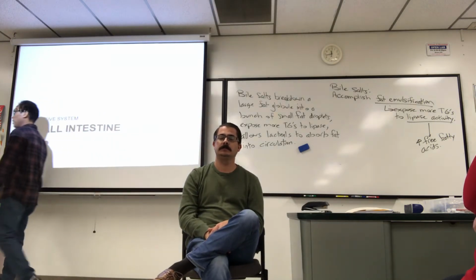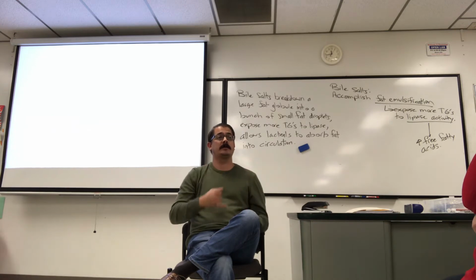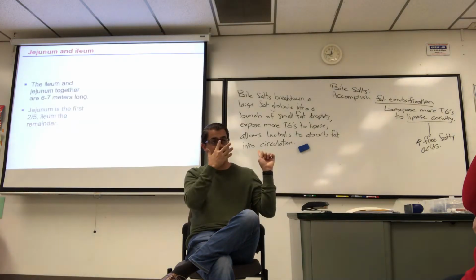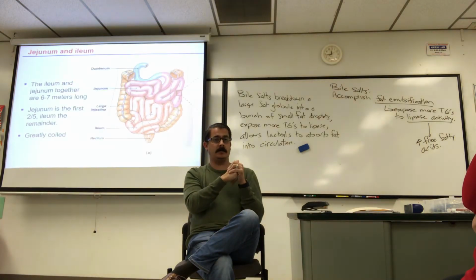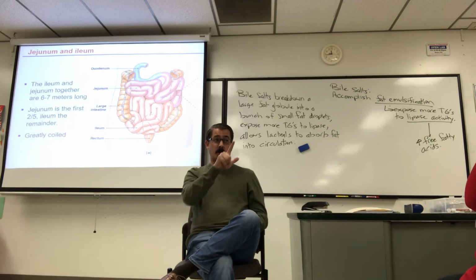All right, so let's talk about the small intestine. This happens in the small intestine. So the anatomy of the small intestine, there's not much to look at. It's just a tube that's 21 feet long, about an inch in diameter. And I already talked about the duodenum. That's the first 10 inches.